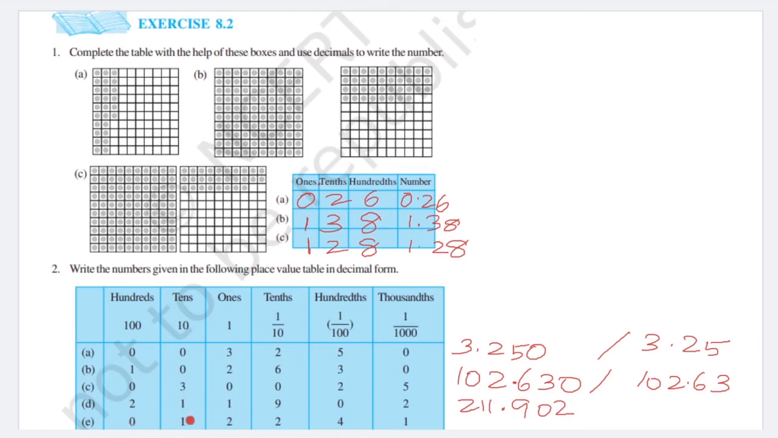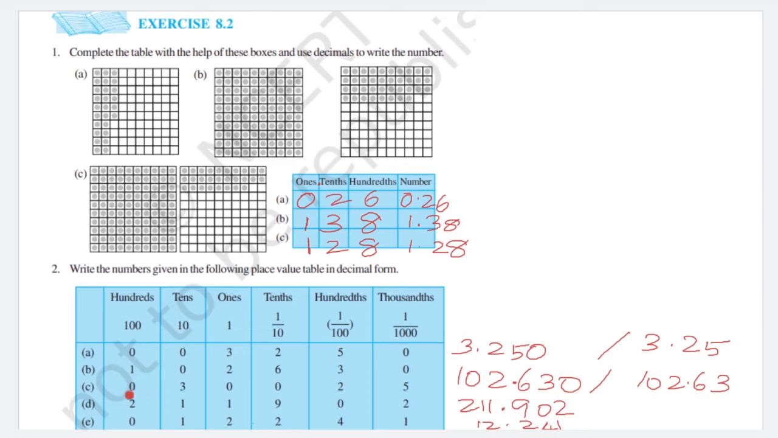Next one is 0, 1, 1, 2, 2, 4, 1. So the point will be here after the 1. So it will be 12.241. 12.241 will be the answer for the last one.